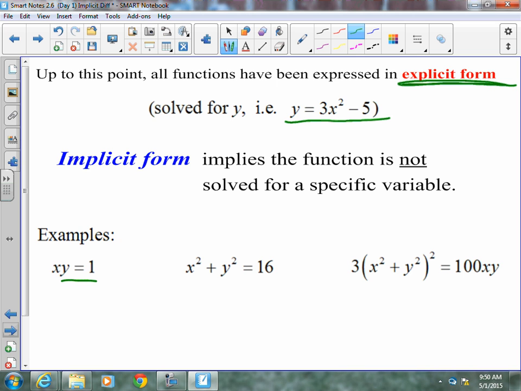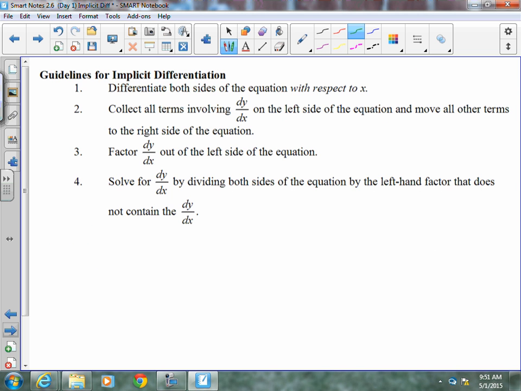So notice that these are not solved for y. They're mixed together. Some of them we could solve for y. This one we could solve for y and maybe do the derivative. This one we could solve for y, but we'd get a plus or minus, which we don't know how to derive. Same with this third one. So instead, we're going to derive implicitly.